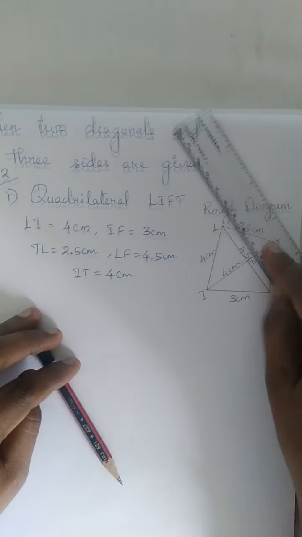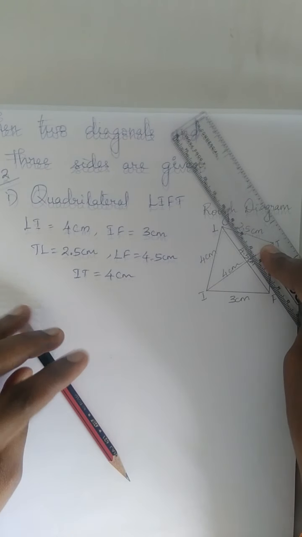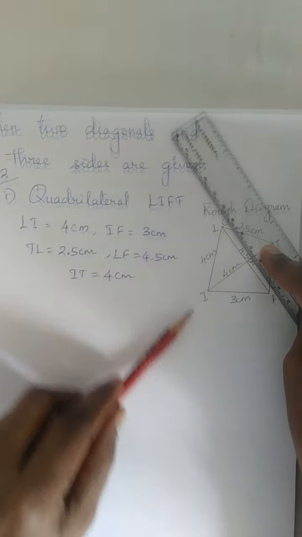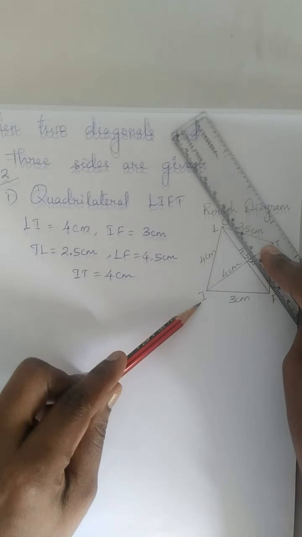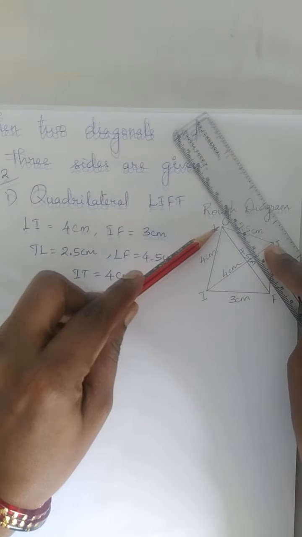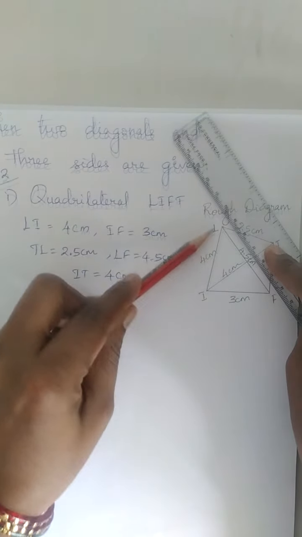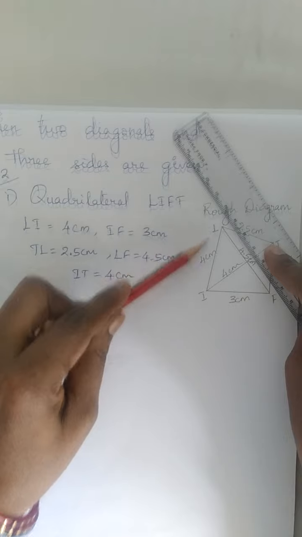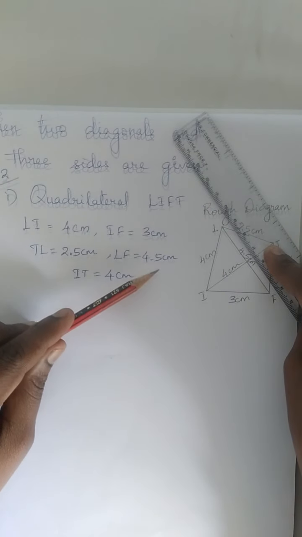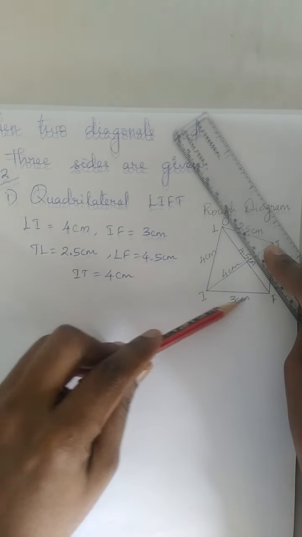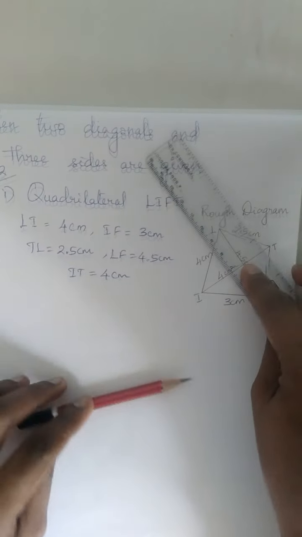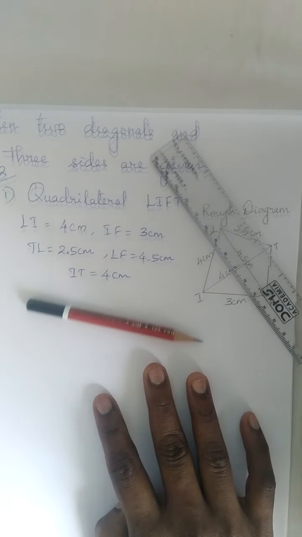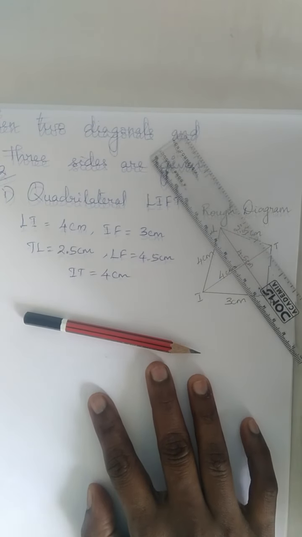But if you look at the diagram like this, triangle LIF, are you having all the three sides or not? So you can start with the triangle LIF first. So let's draw the triangle LIF.